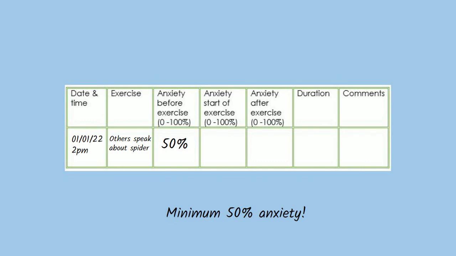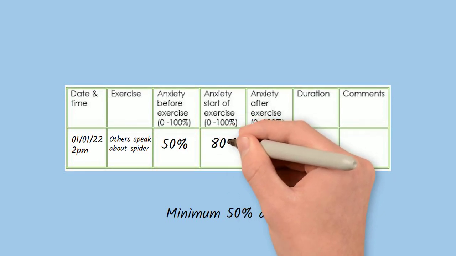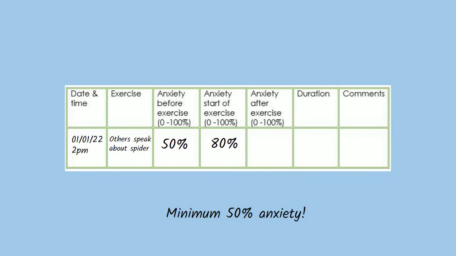When the patient gets to the planned time, they would do the exposure exercise and fill out the rest of the sheet. Imagine now that it's the 1st of January at 2 p.m. The patient would start their exercise. In this case, let's imagine that they've recruited their friends to speak about spiders in front of them. As soon as the exercise starts, they would rate how anxious they feel. In this example, you can see that the patient felt 80% anxiety here.